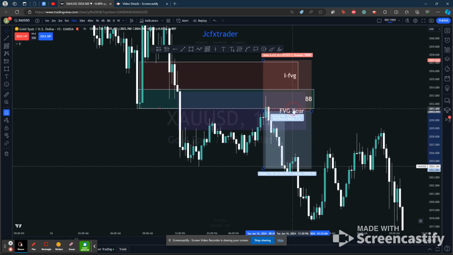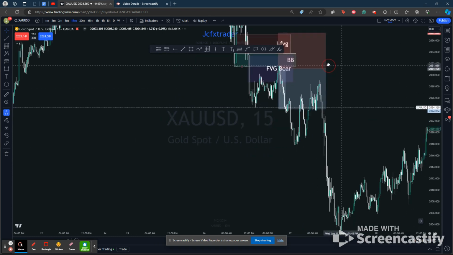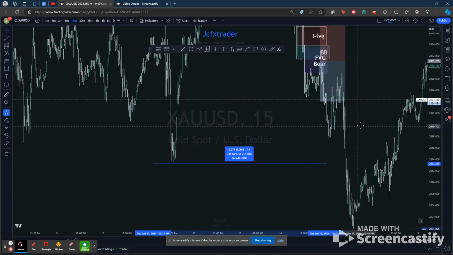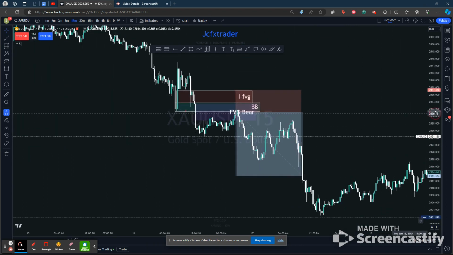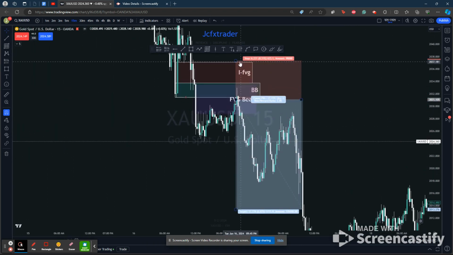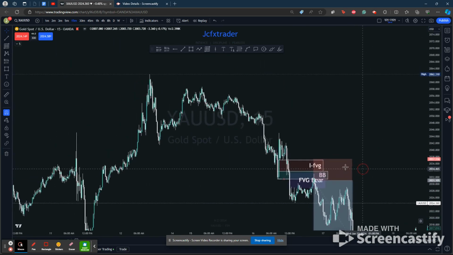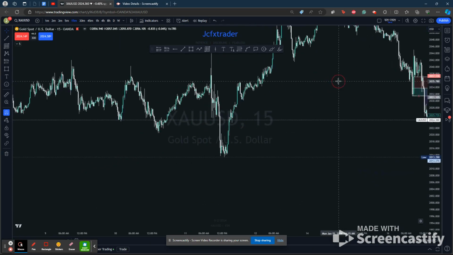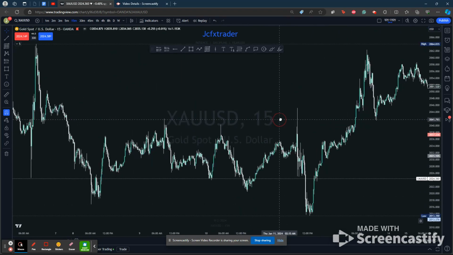So we enter at the 0.5 of this fair value gap bear, and we would target sell side liquidity, right? Right here. This would be a 1 to almost 3 trade, RR. Let's take a look at another trade that involves a liquidity sweep, right?